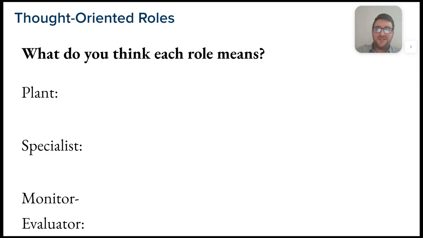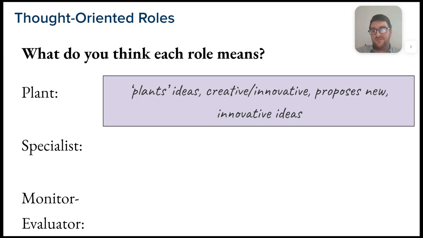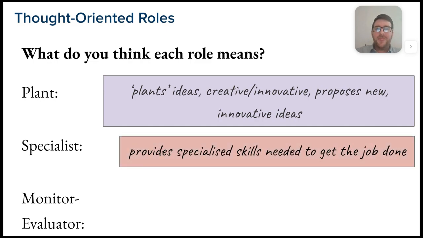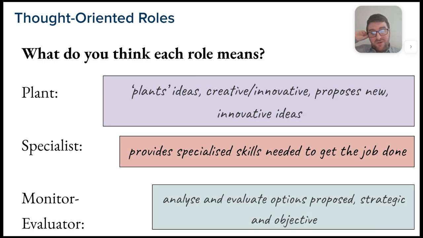Three more. The thought-oriented roles are plant, specialist, and monitor evaluator. Plants, they are the creative ones. They create ideas. They're very innovative. So if we need a new or different way to do something, we need a plant. Specialists are just very good at a specific thing. They're specialized in doing one specific thing, and that's what they do. Monitor evaluators will look at all the options that are being proposed by team members and analyze and evaluate them. They need to be objective. They can't let relationships with people get in the way.